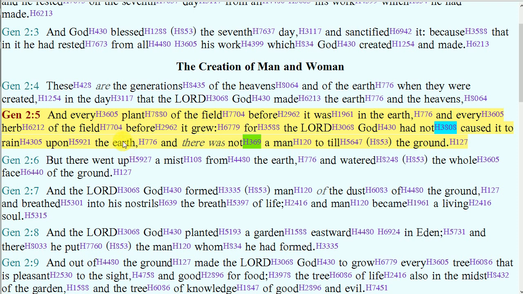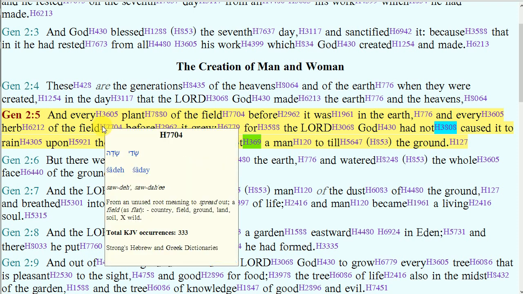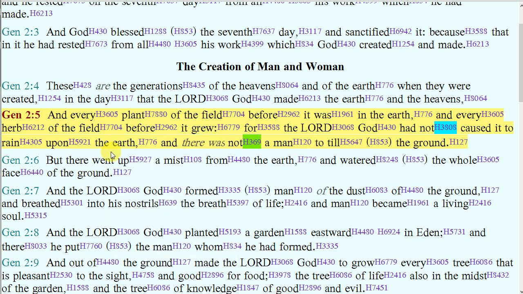And every plant of the field before it was in the earth, and every herb of the field before it grew, for the Lord God had not, the opposite, caused it to rain upon the earth, and there was not a man to till the ground.